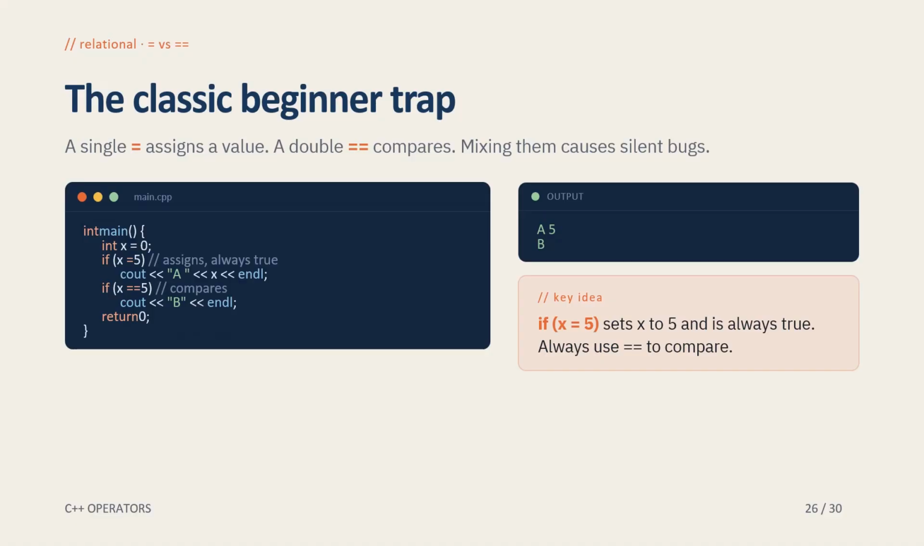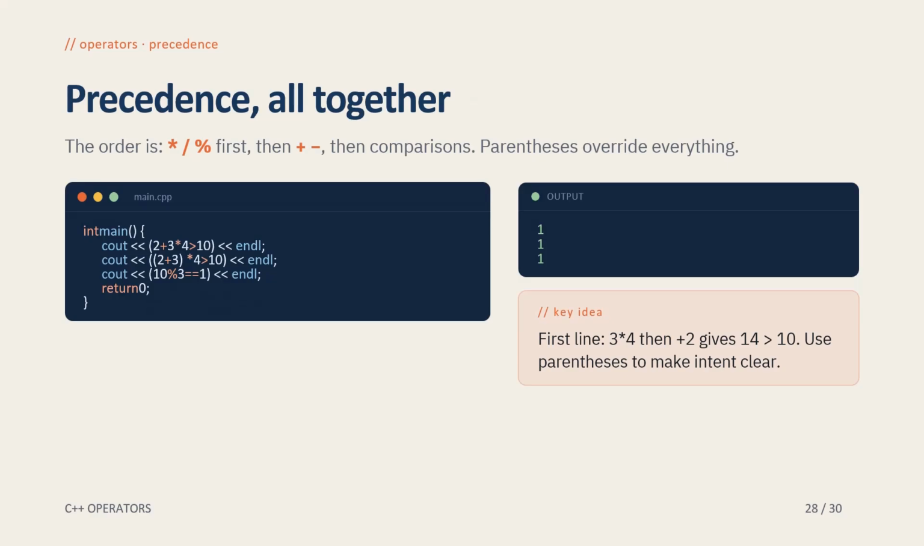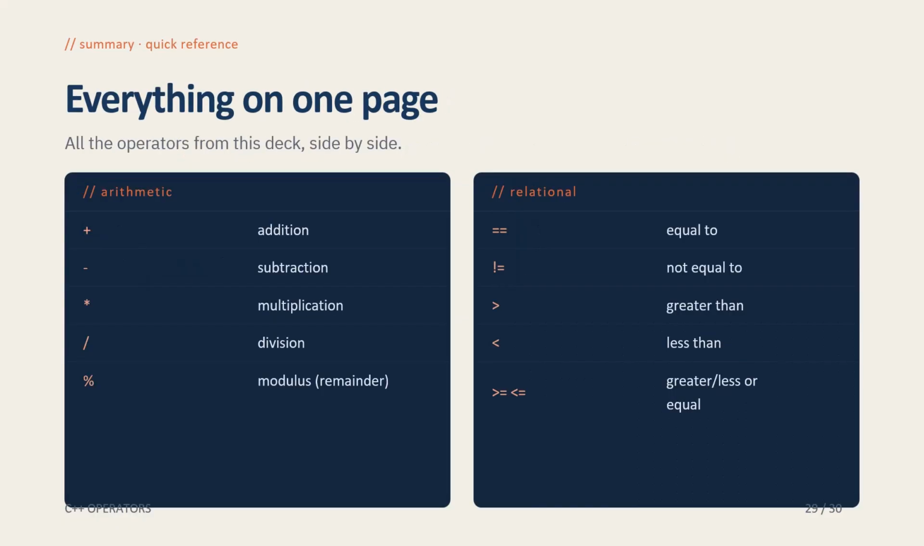A common mistake is using a single equal sign instead of a double equal sign inside conditions. We should always use double equal to for comparisons. Combining operators: arithmetic expressions are evaluated first and their results are then compared using relational operators to form conditions. Next comes the overall precedence. When arithmetic and relational operators appear together, arithmetic operations are performed first unless parentheses specify otherwise.